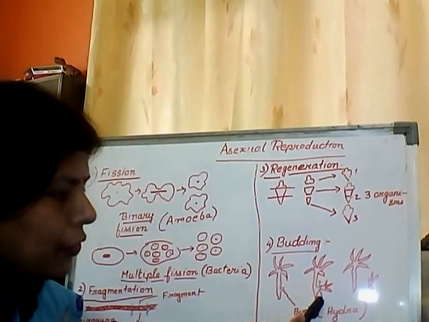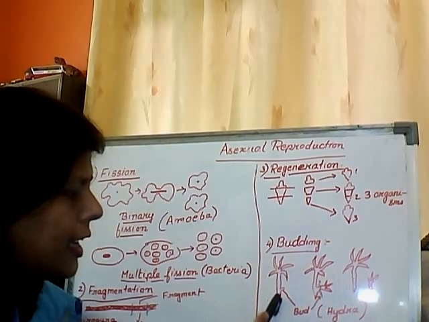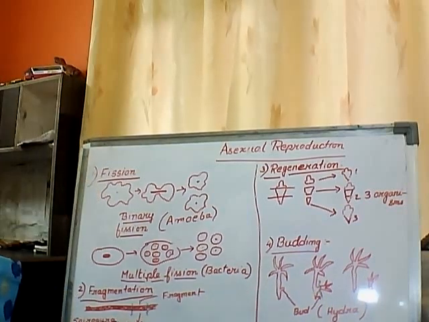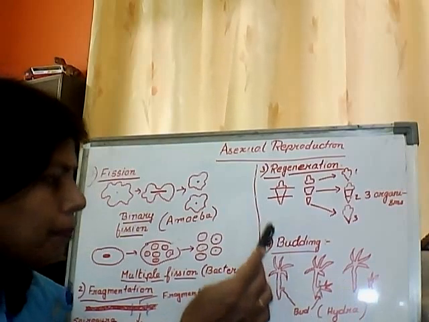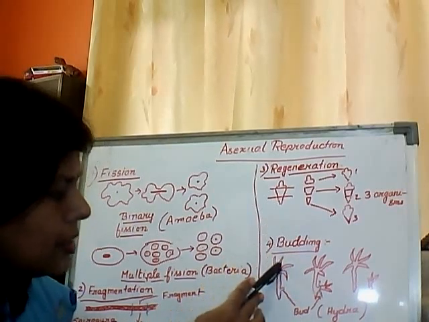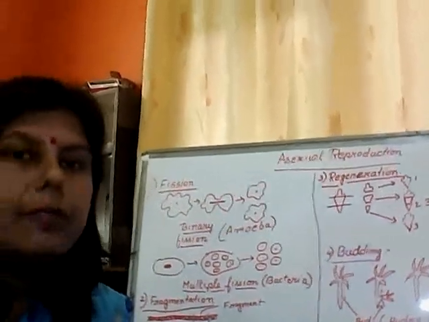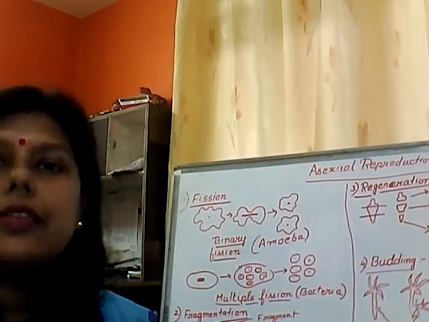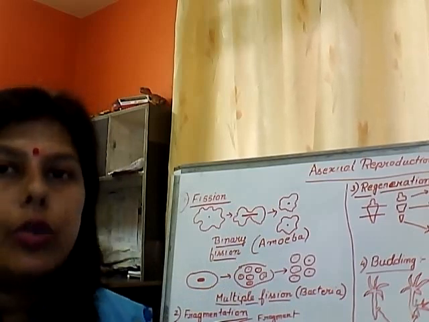And when it becomes fully developed, it gets separated from the parent body, and now from a single one it has given rise to 2 individuals. And since multiplication has taken place, it is said to be asexual reproduction. So budding is also another process where a single individual can multiply into more. Besides this, many other processes are there like vegetative propagation. Then we have spore formation, which gradually we are going to study.